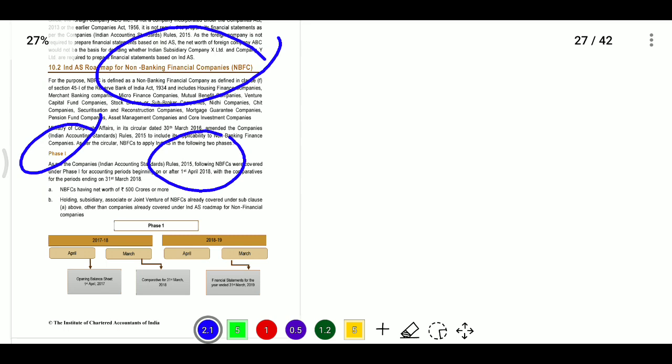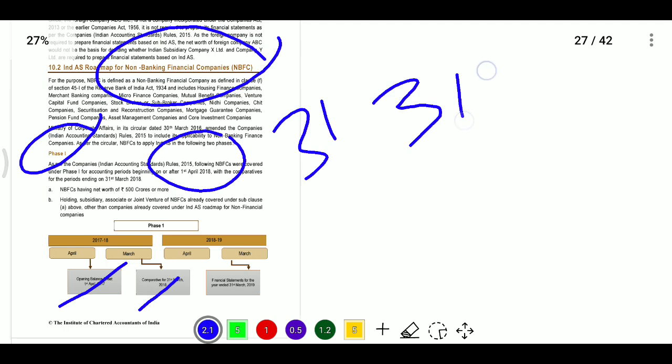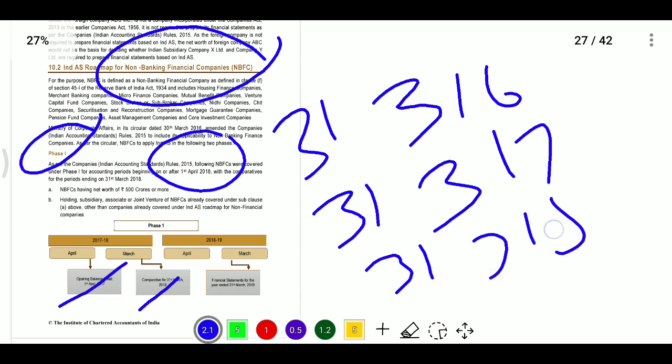or unlisted, having net worth greater than or equal to 500 crores as on the dates 31st March 2016, 31st March 2017, and 31st March 2018. Whichever of these three dates, if the net worth is greater than or equal to 500 crores, then that NBFC will need to follow Ind AS, and the parent, subsidiary, associate and joint venture of the above also need to follow Ind AS.